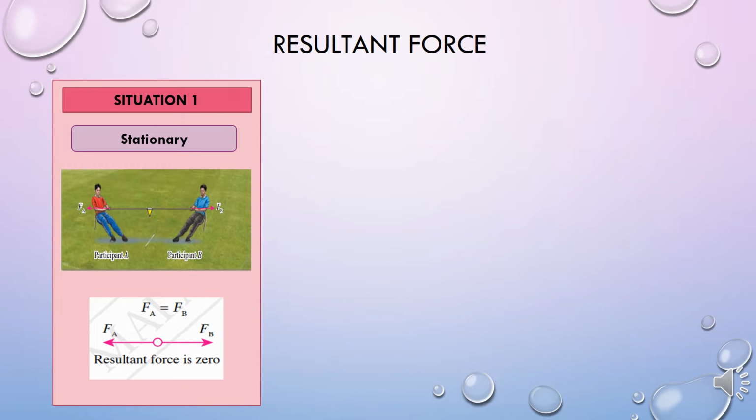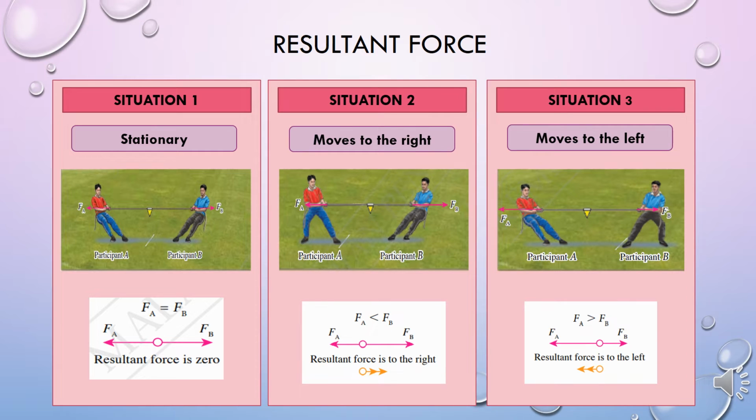For situation 1, both participants in a tug-of-war competition are in a stationary state. At this state, when two forces of the same magnitude act in opposite directions, the object remains at rest. Different from situations 2 and 3, the two opposing forces have different magnitudes. The object will move in the direction of the larger force.